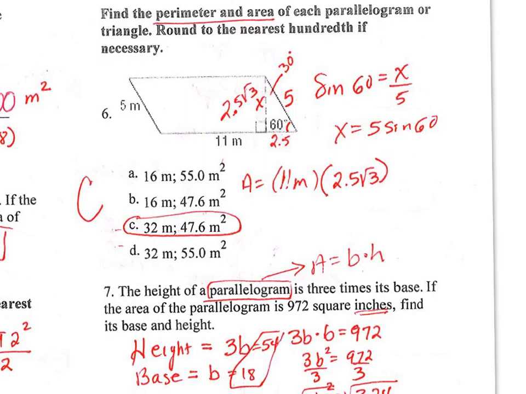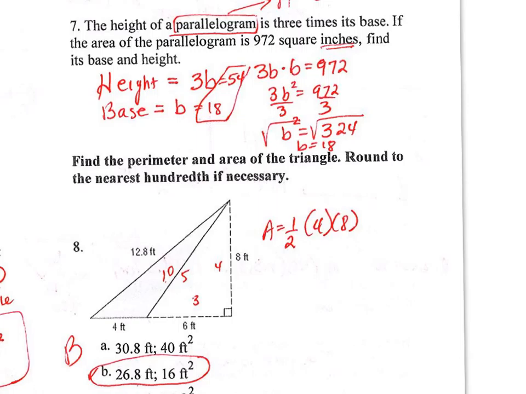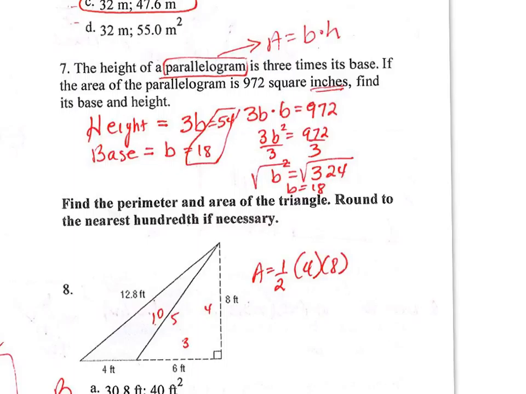On the next problem, problem number 7, this is asking for the base and the height. So what they're saying is, well, first of all, this is a parallelogram. Okay, so the area for a parallelogram is base times height. They're saying that the height equals 3 times its base, so it's 3b, and the base is just b. And then when you plug in the height, 3b times the base, b, equals the area, 972.